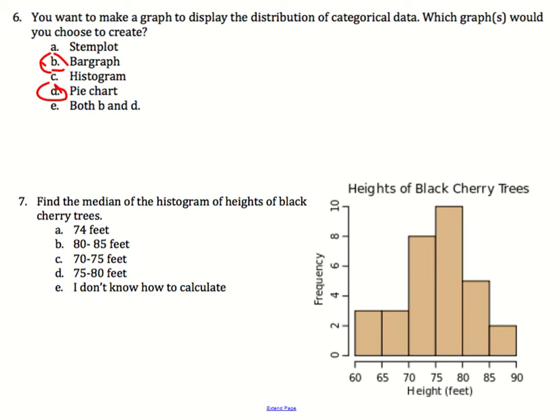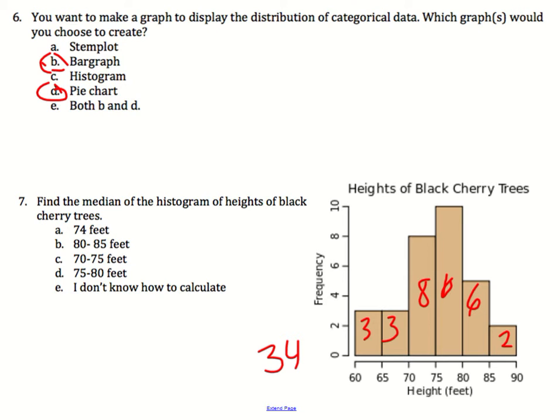Number 7, find the median of the histogram of the heights of black cherry trees. So first we got to figure out how many we're talking about. Here's 3, 8, 10, 6, and 2. So if we add all those up, 18, 28 plus 6, that gives us 34. I'm just going to do that one more time. Make sure I added it up correctly. 10, 20, 26.